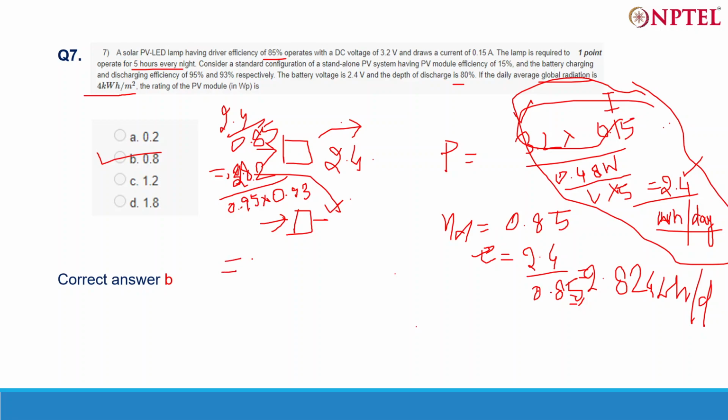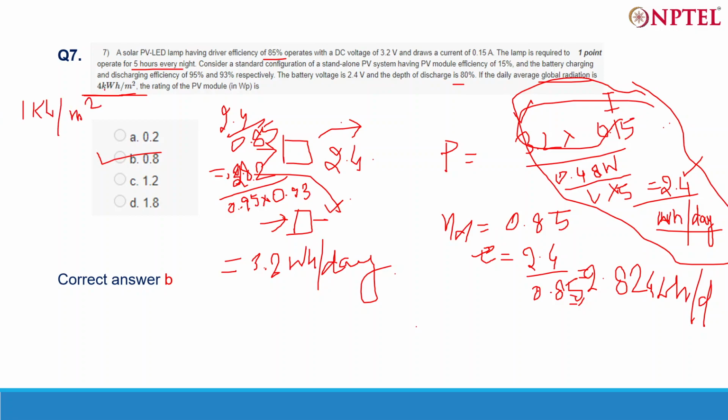So this comes out to be around 3.2 or something. Okay, 3.2 watt hour per day. Now there is a trick here. You have a daily global average radiation of 4 kilowatt hours per meter square. Okay, so what is the daily global radiation? It is given in 1 kilowatt hour per meter square.